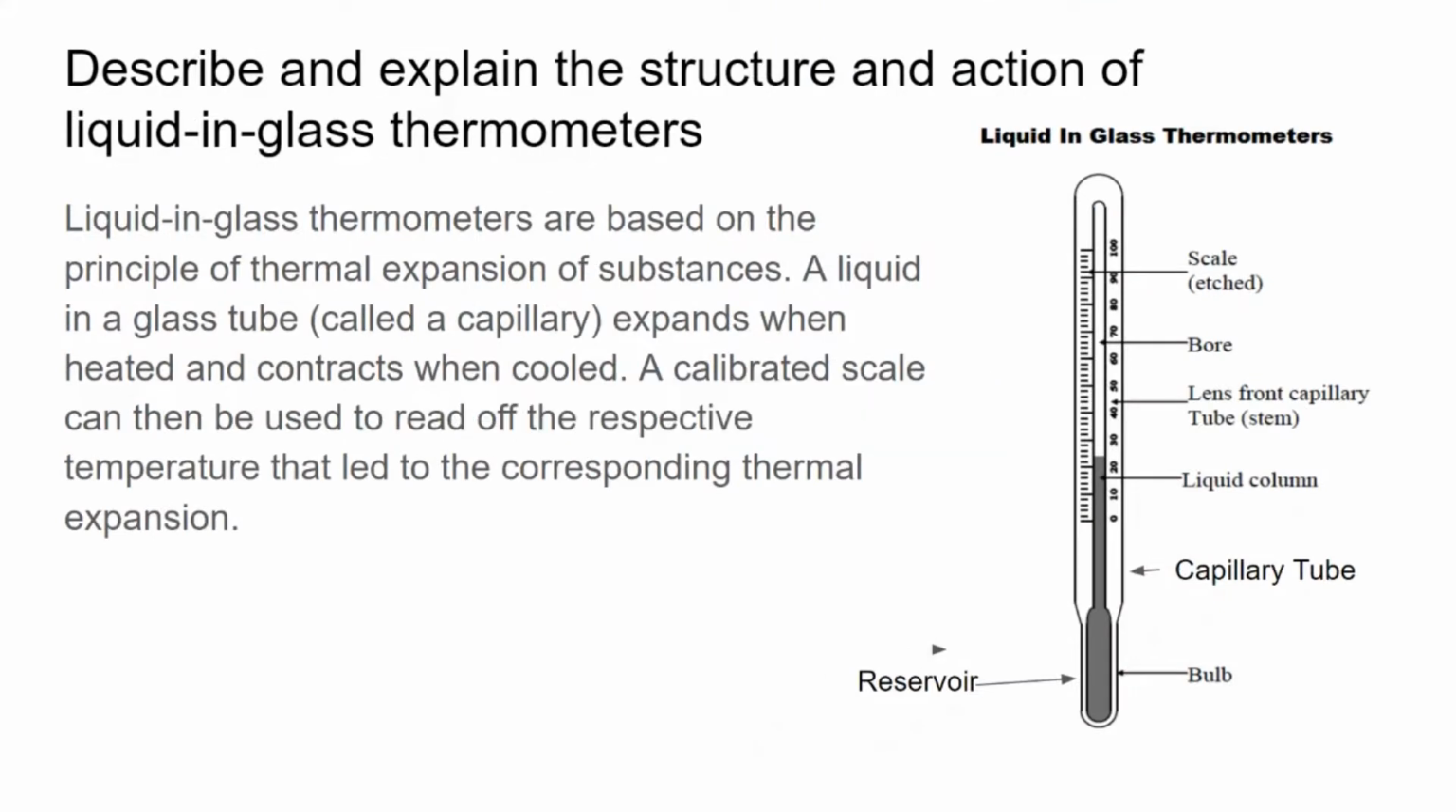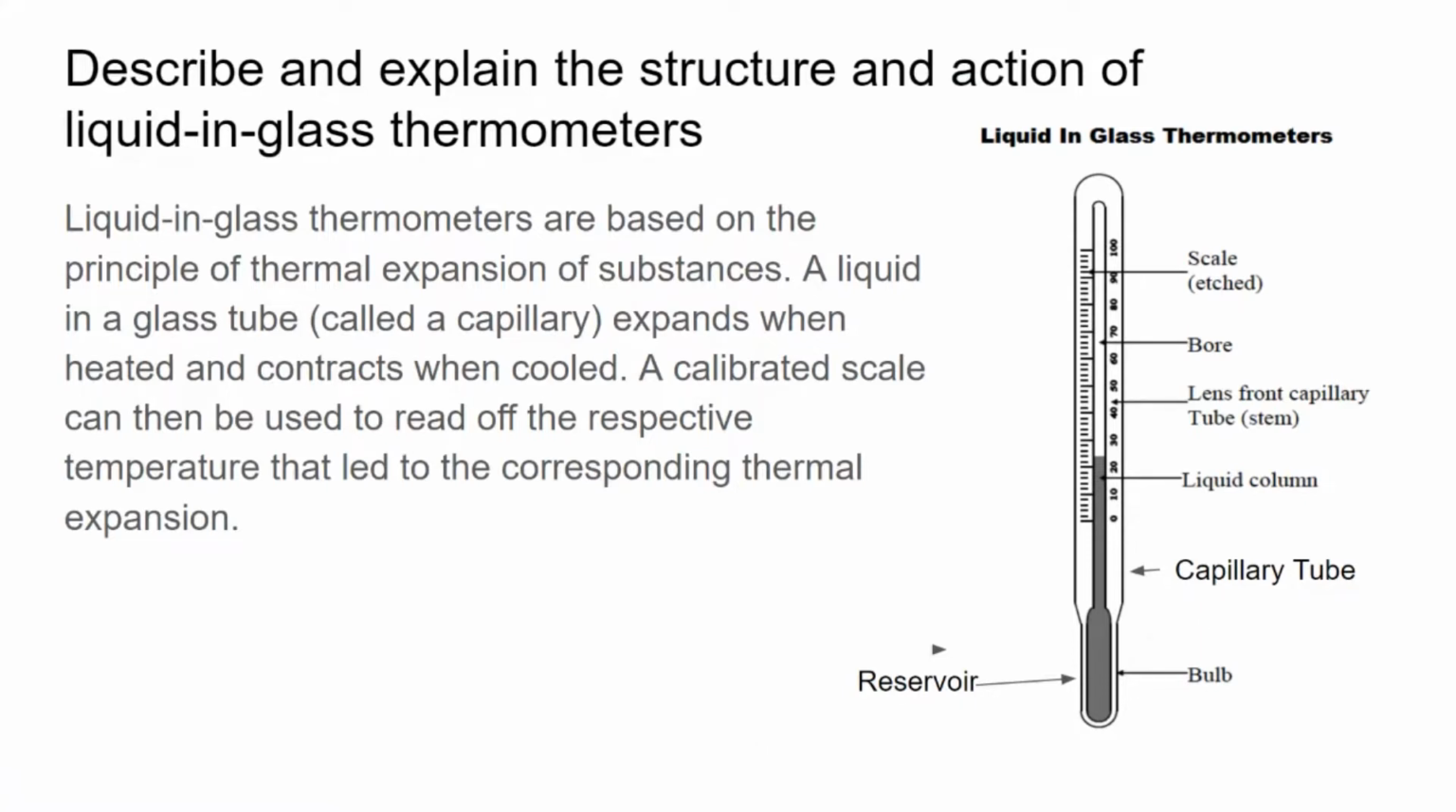Describe and explain the structure and action of liquid in glass thermometers. Liquid in glass thermometers are based on the principle of thermal expansion of substances. A liquid in a glass tube called a capillary expands when heated and contracts when cooled. A calibrated scale can then be used to read off the respective temperature that led to the corresponding thermal expansion.